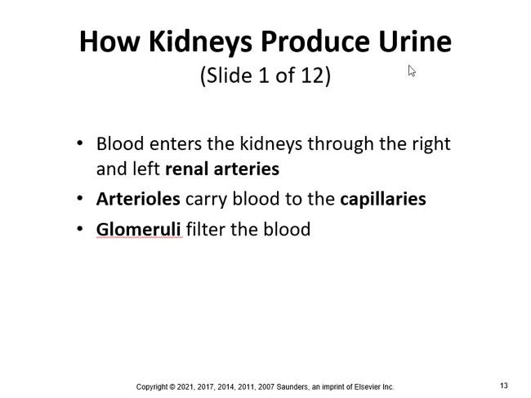How kidneys produce urine. Now again, this is high-tech physiology. Probably won't ask you the details of this, but you need to just know the words. So blood enters the kidneys through the right and left renal arteries. Arterioles carry blood to the capillaries, and the glomeruli are what filter the blood.